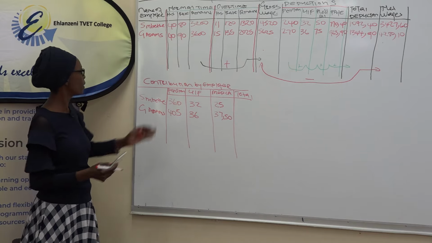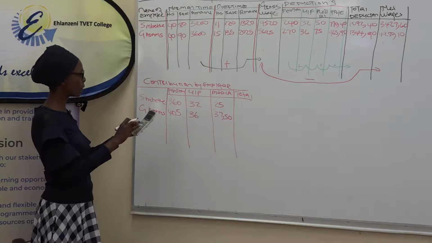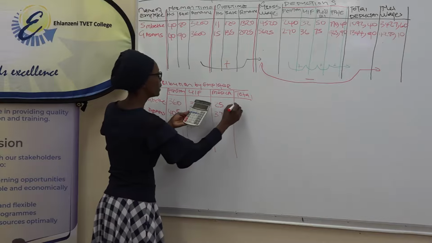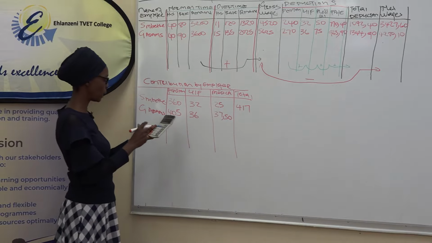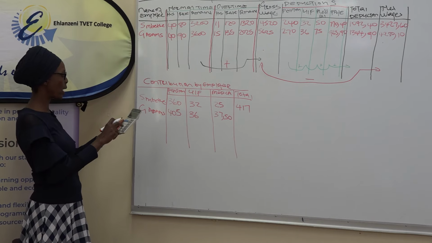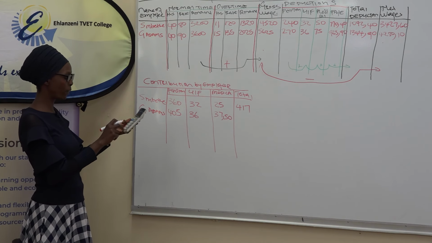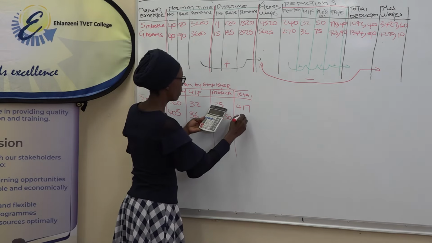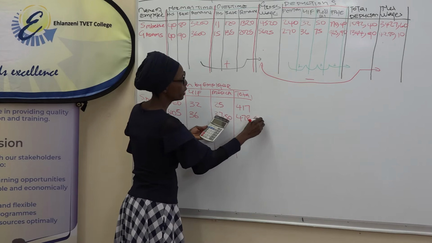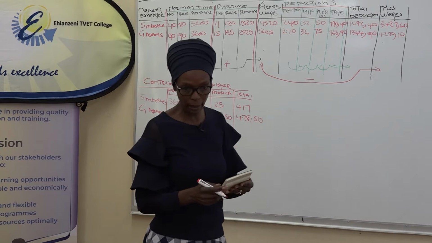Then in this column, you have to add all the contributions by the employer. You start from the pension. The pension is 360 plus 32 plus 25. Then for this employee, the employer contributes 417. Okay, for the second one, 405 plus 36 plus 37.50. The employer contributes 478.50.